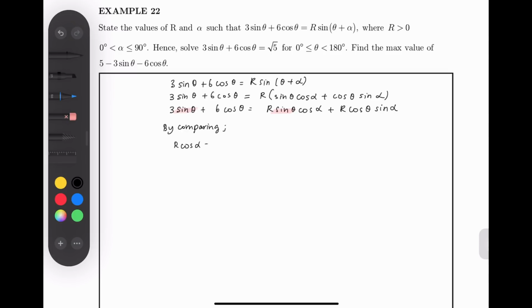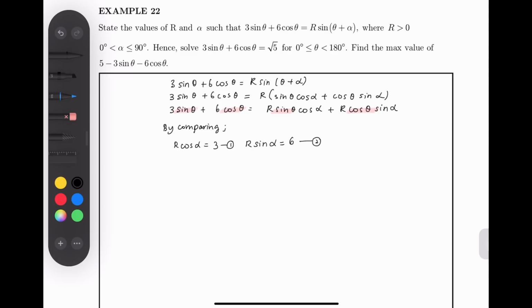So R cos alpha is equal to 3. Repeat the same process for cos theta. So for the right hand side, you're going to get R sin alpha equals 6 from the left hand side. So this is our first equation and second equation.